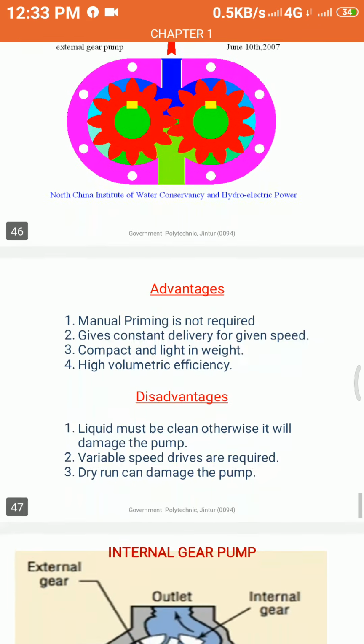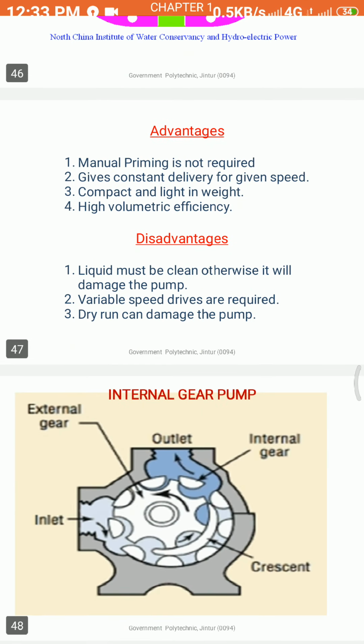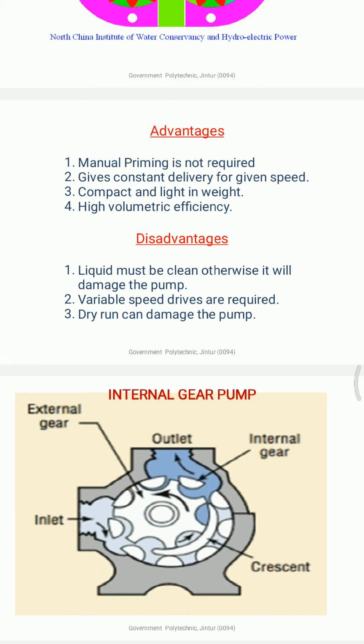Now what are the advantages of this external gear pump? Manual priming is not required. Priming is filling of the casing with the oil. This is called priming, and it is not required in case of an external gear pump. Now it gives a constant delivery. Continuously packets are released, so it is giving constant delivery. Compact and light in weight. High volumetric efficiency. This is the advantage of the external gear pump.